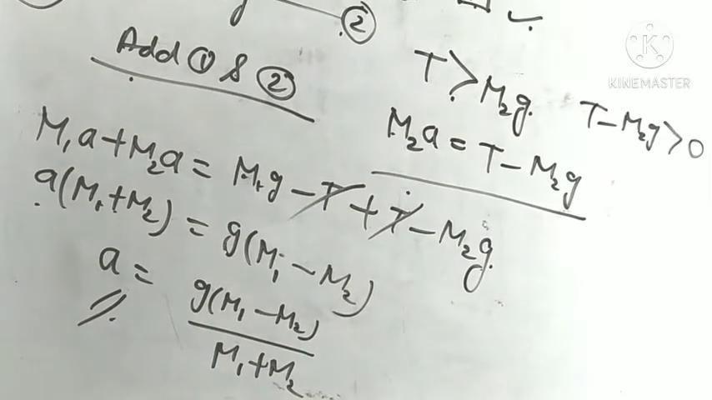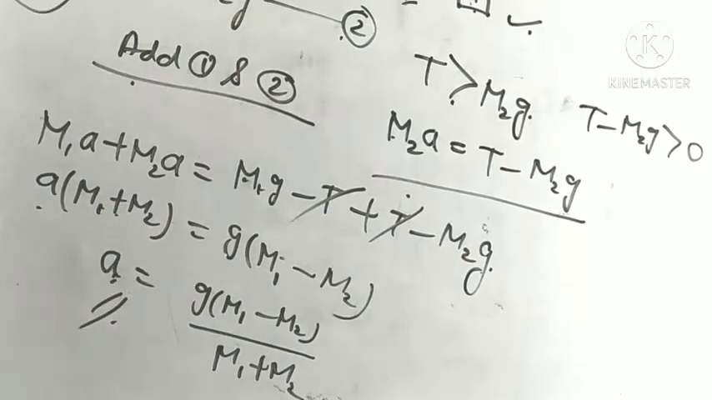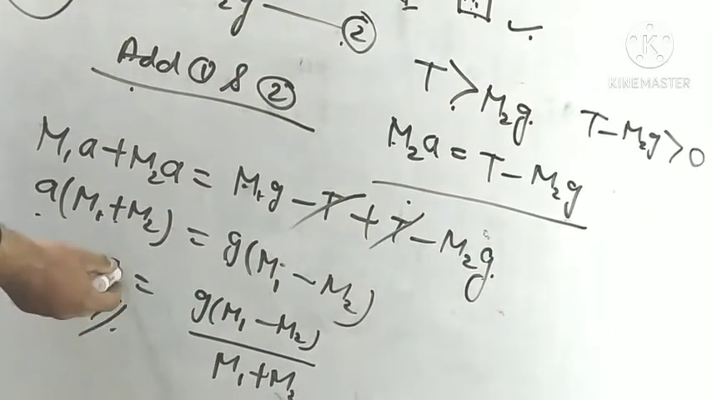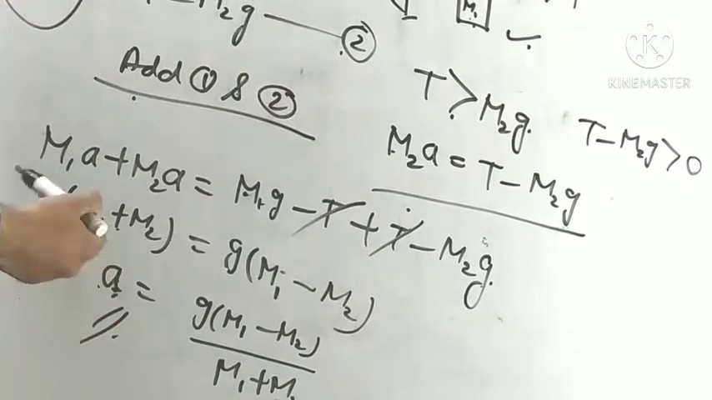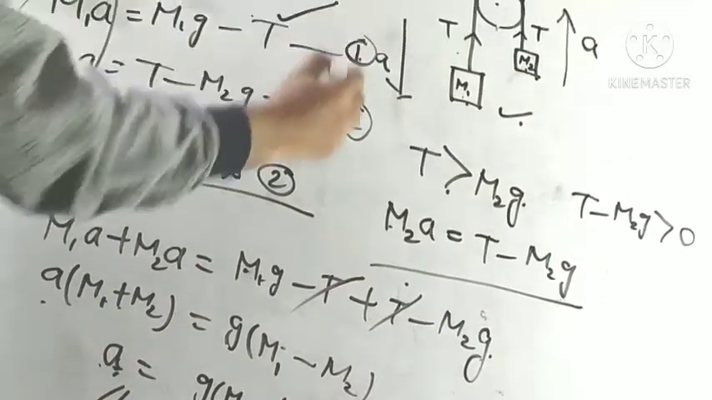Now we put this value of acceleration in either equation 1 or 2. So now we put it in equation number 1, and then we will get the tension T in the string. So now we see that.